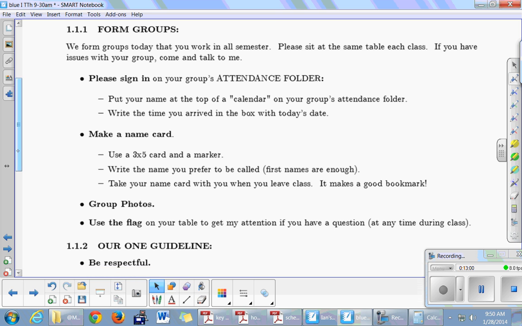Okay, there is an attendance folder. It is yellow. Right now what you're going to do is just write your name at the top of one of the calendars. You see the word name up there. Doesn't matter which one you write your name on. So just write your name up there, pass it around, and every day you come in, you'll just mark the time that you got here. We started at 9:30. Most of you were here before then. So just write down the time, and this will be our attendance folder.